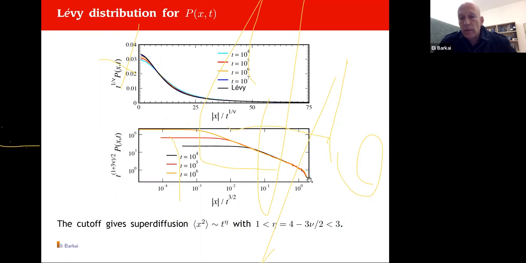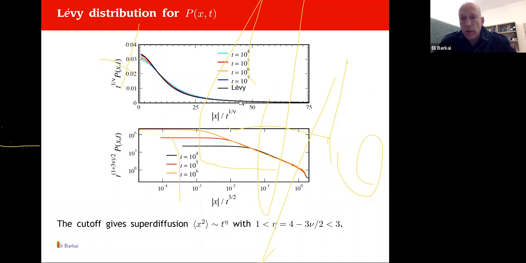Instead, I get this cutoff here. You see this cutoff here, it goes down. Why is this cutoff important? Because this means that the MSD is finite. You don't have this Levy. And secondly, it means that you have two scalings for this solution. One is the famous Levy solution, and another solution is this far tail.